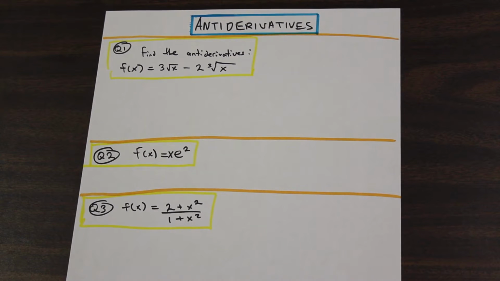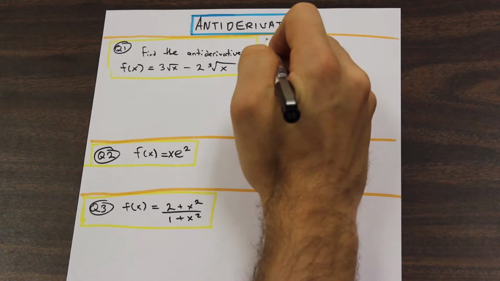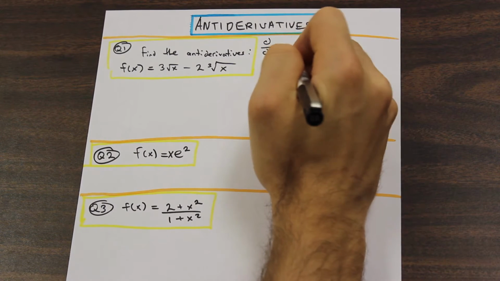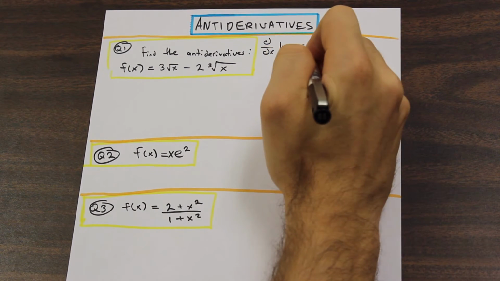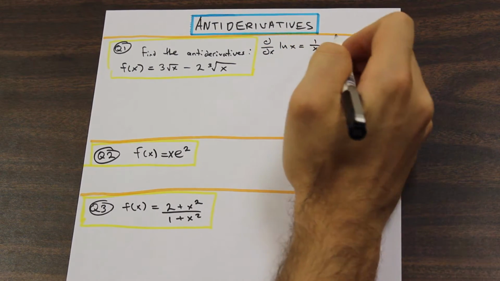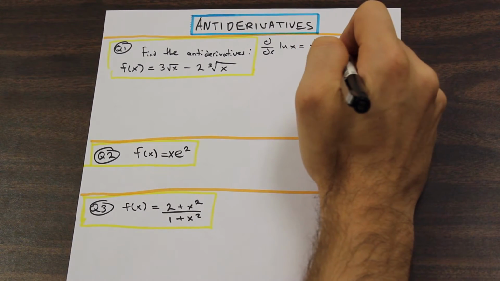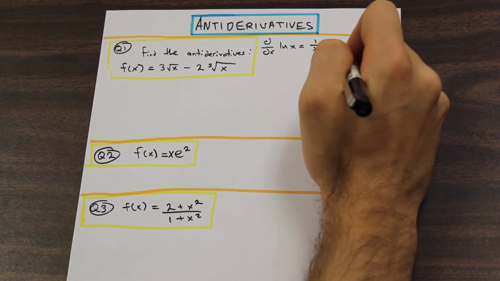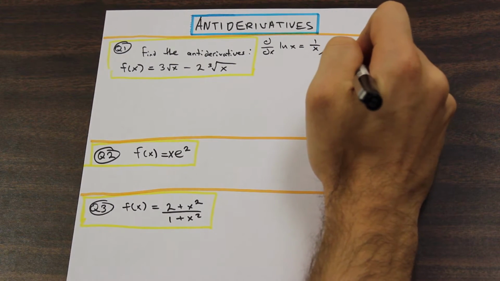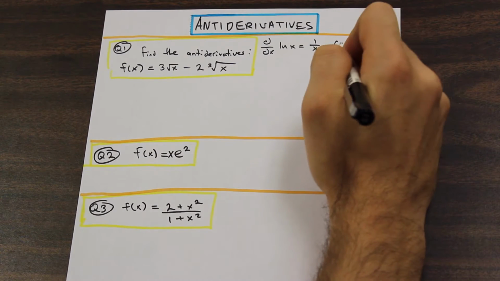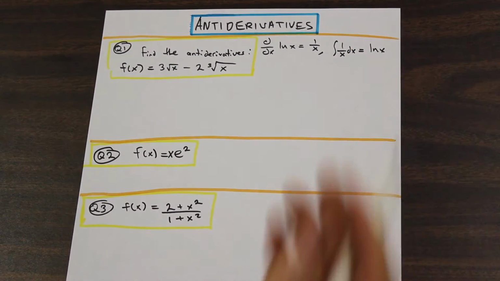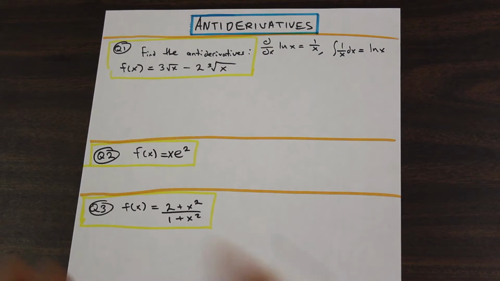So antiderivatives are self-explanatory. They're the reverse of a derivative. So for example, if I know that the derivative of ln x, so if I say d by dx of ln x, okay, is equal to 1 over x, right? The antiderivative of 1 over x, and I'll just use the integral sign because it's the same thing, the antiderivative of 1 over x, okay, will equal ln x, okay? So when we take the antiderivative, we just go backwards from what we did with the derivative, okay?